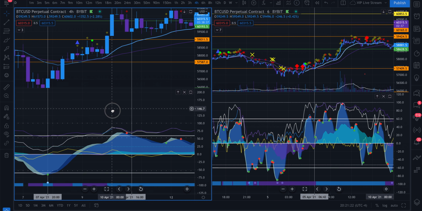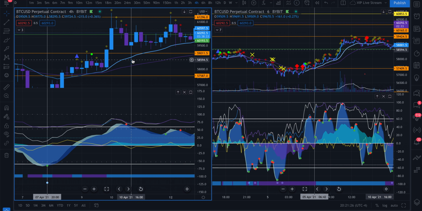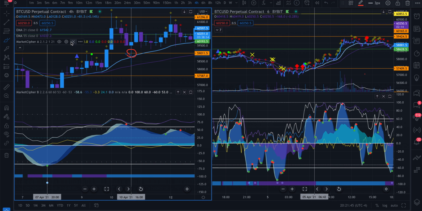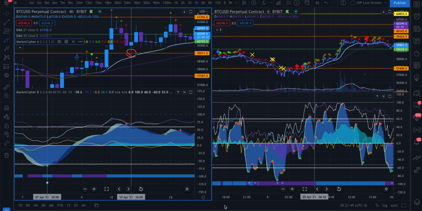So this trade here was a bounce off of an EMA and also a daily support, right? So we came down, we got a bounce off of this orange support and an exponential moving average. And guys, just so you know, exponential moving averages, especially the 21 EMA on the 4-hour time frame, which is ribbon 5 on Market Cipher A.